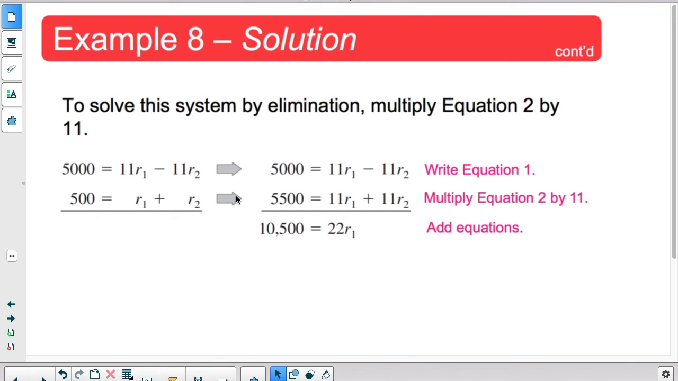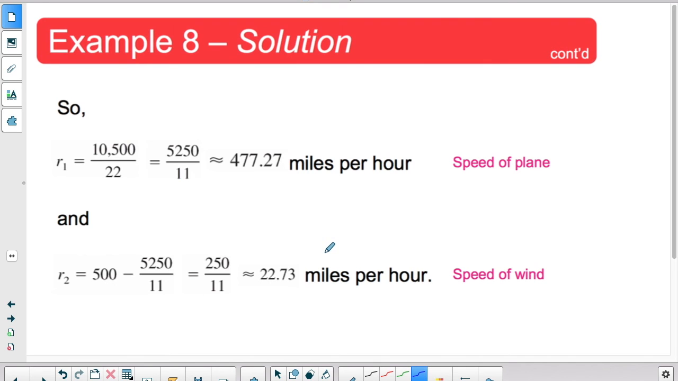So they're going to multiply the bottom equation by 11 and then add the two together. So we add them together and get this here. And when we divide both sides by 22, we get that the speed of the plane is 477.27 miles per hour. Then we can plug back in and solve for the speed of the wind, and we get that it's 22.73 miles per hour. And that's all we'd have to do for this here.